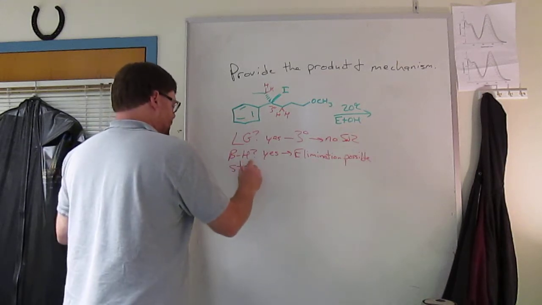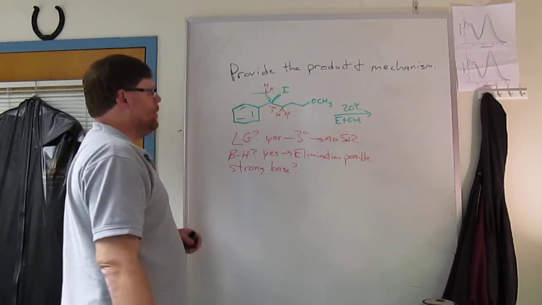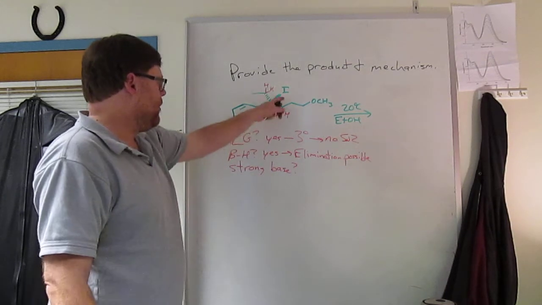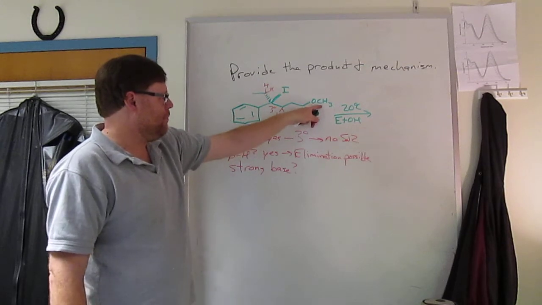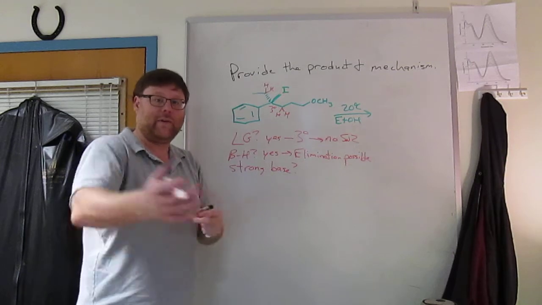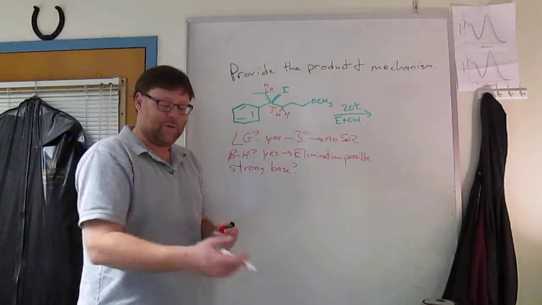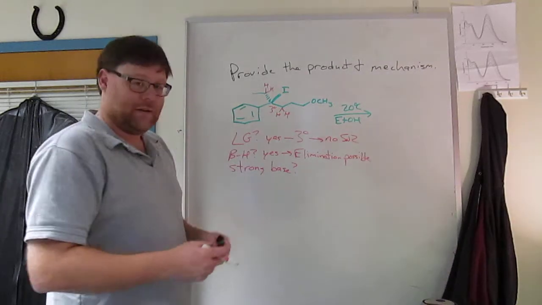Strong base? We don't have a strong base. Iodide's not a base. Methyl ether here is not a strong base. Ethanol is not a strong base. Ethanol is a solvent. Some of you have drunk it. You've all probably seen it. It's not caustic. You can soak your hands in it. Ethanol is not a strong base.